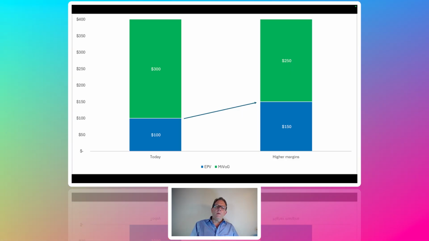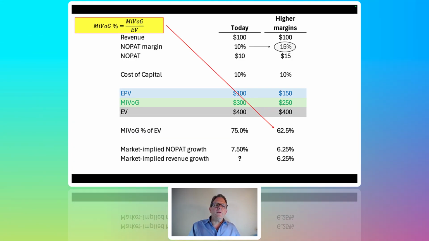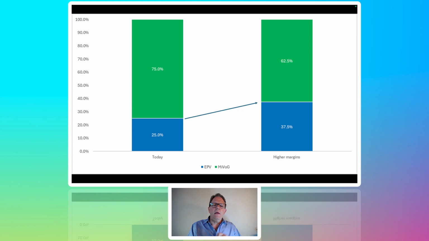All right, so let's go back to the chart. My earnings power value goes from 100 million to 150 million. My market-implied value of growth goes from 300 million to 250 million because of the margin expansion. And so now your market-implied value of growth as a percent of enterprise value is only 62.5%, right? So market-implied value of growth goes from 75% to 62%.